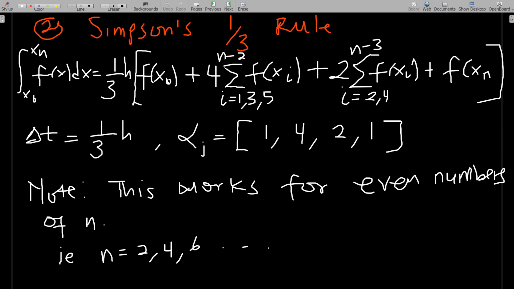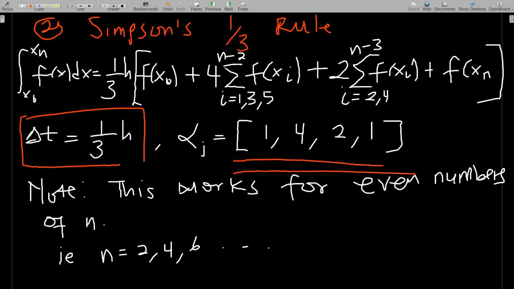Now Simpson's 1/3 rule. The Simpson's 1/3 rule is also a rule in numerical integration, and the delta t for that one specifically is given as 1/3 h, and the alpha j from this formula, the coefficients are these. So you said that this works for even n. I think here there is a problem. Here it shouldn't be n, it's n minus 1 rather, I think so.